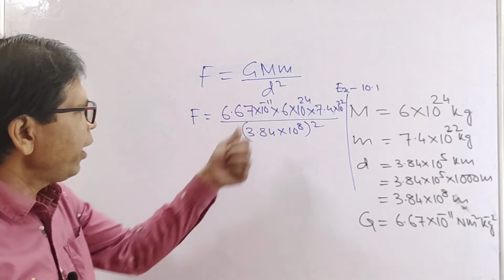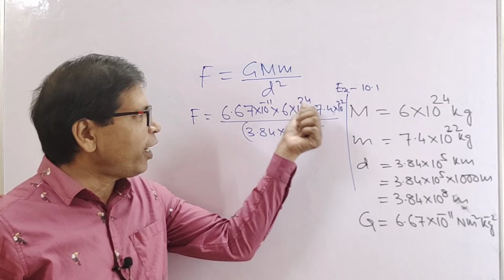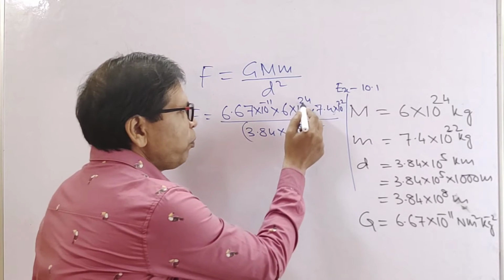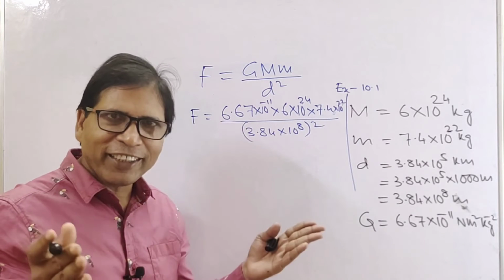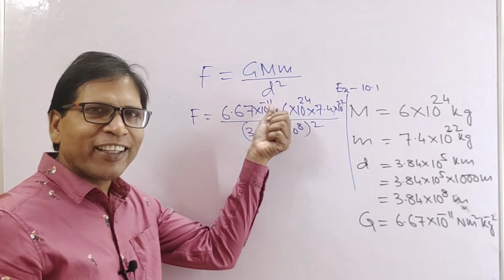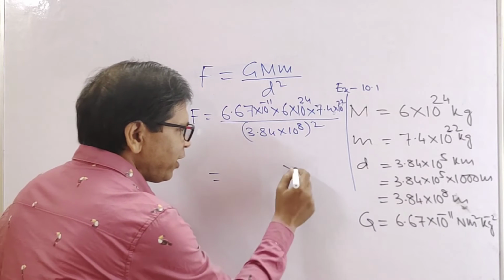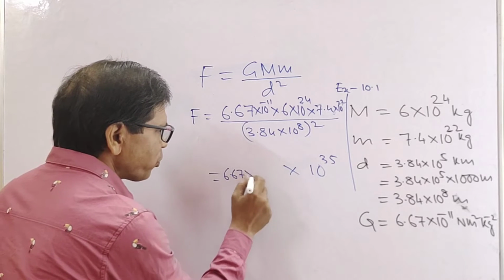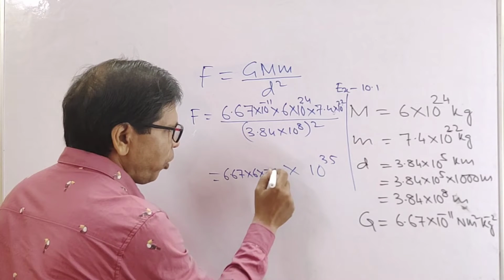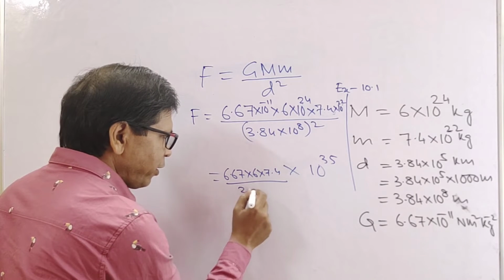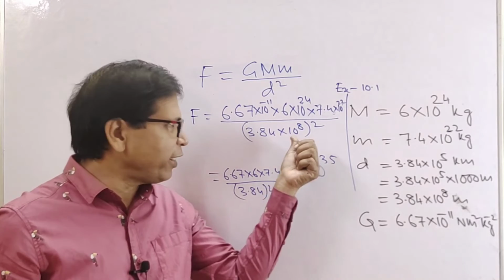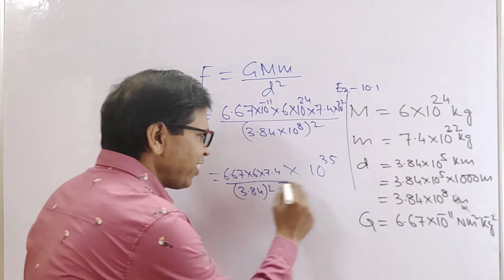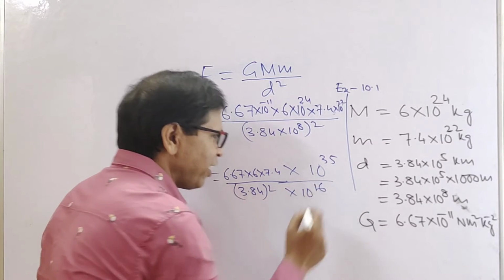Now here 10 to the power minus 11, here 10 to the power 24, here 10 to the power 22. So 24 plus 22, 46, 46 minus 11, 35. So this is 10 to the power 35, and this is 6.67 into 6 into 7.4, and this is 3.84 whole square. Then 10 to the power 8 whole square, so 10 to the power 16.